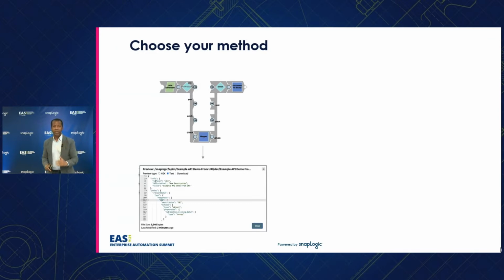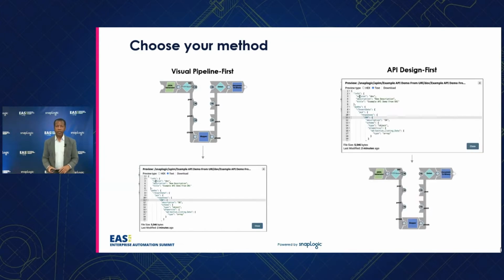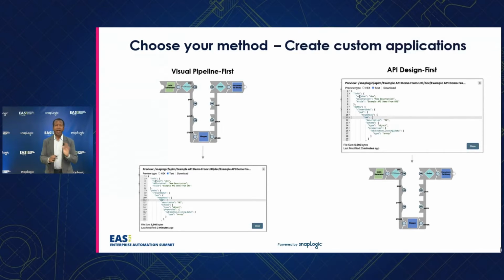As I was saying, you can choose to do the designer first, and then when your pipeline is done, you expose the APIs. Or you can choose to do an API design first, and then it can be translated into a pipeline. Either way, you can create your custom applications from here. So not just pipelines for integrations, but you can create full-out business processes. And this is how it's done on the SnapLogic platform.